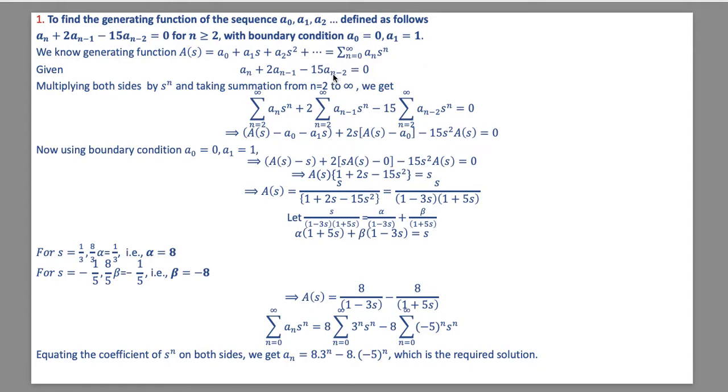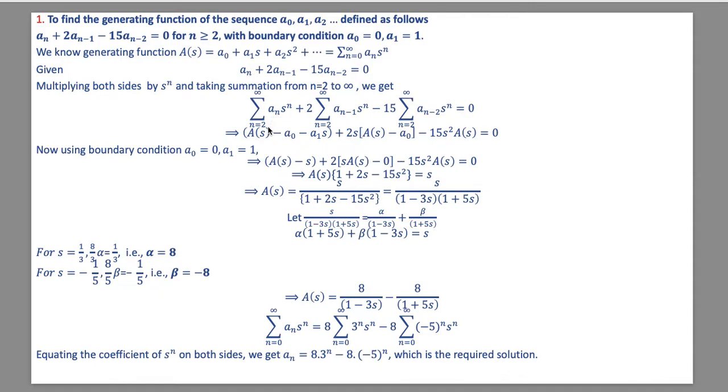Here it is n minus 2, so I have started my summation from n equal to 2 and up to infinity. If we multiply each term by s^n, then we get a_n s raised to power n, plus 2 a_(n minus 1) s raised to power n, minus 15 a_(n minus 2) s raised to power n, and the summation is taken from n equal to 2 to infinity.